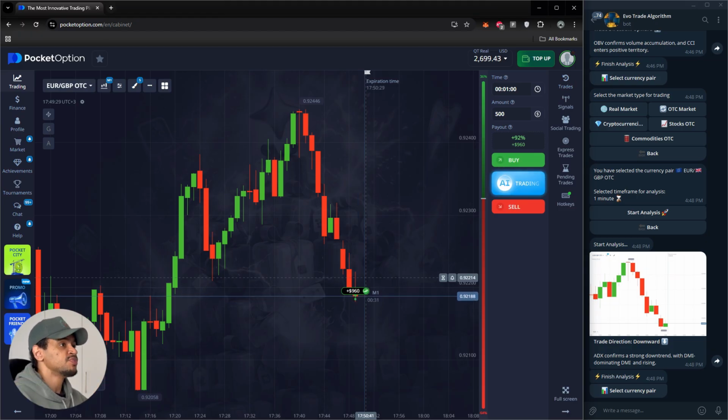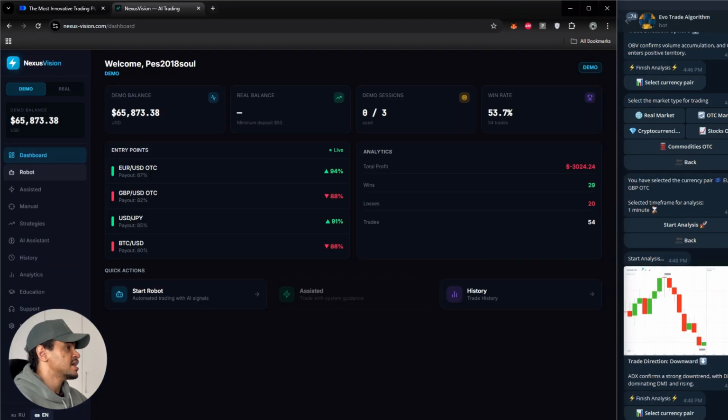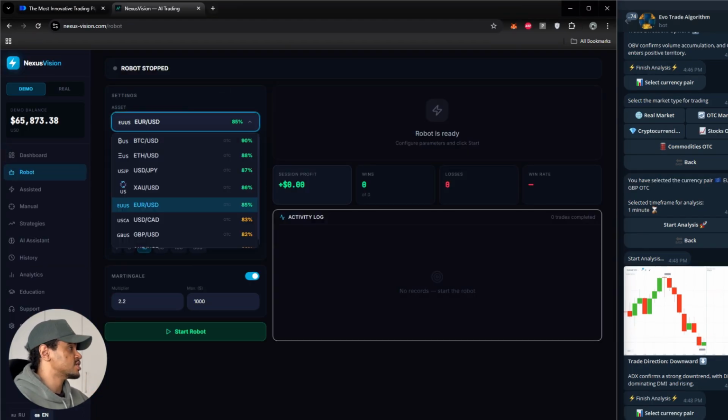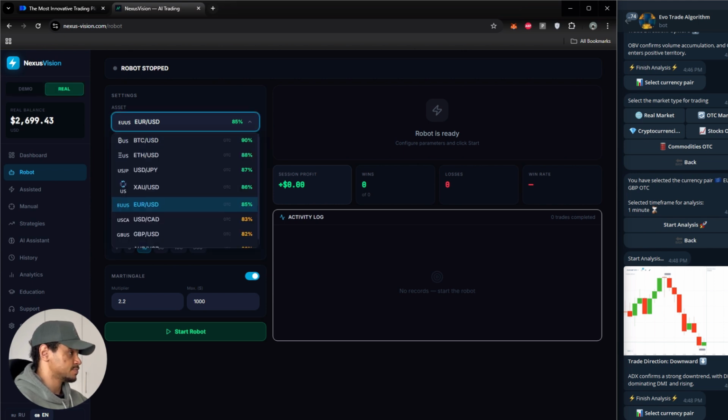All right, there you go. Another nice trading session. We got 3 trades. We made quite a bit of money here, and we're at 2.6K. And now let's hit Nexus Vision. We're in here, we have everything prepared. We have demo account, real account. You can see I am already connected.